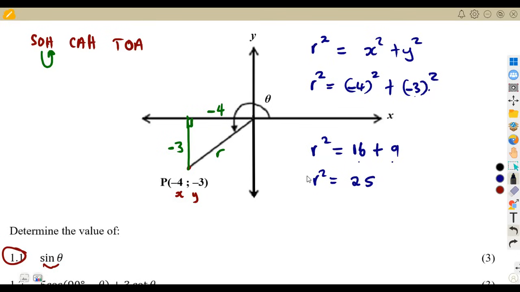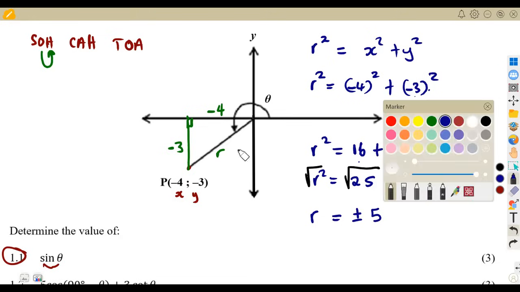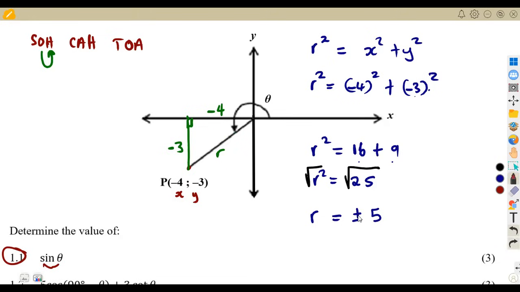So to determine r, we are just going to introduce the square root so that you get rid of the square that you're given there. So the square root of 25 is plus or minus 5. Remember that this is the resultant, which is representing the hypotenuse, and this cannot be negative. Always this one is taken as a positive. So we're going to have this as a positive value.